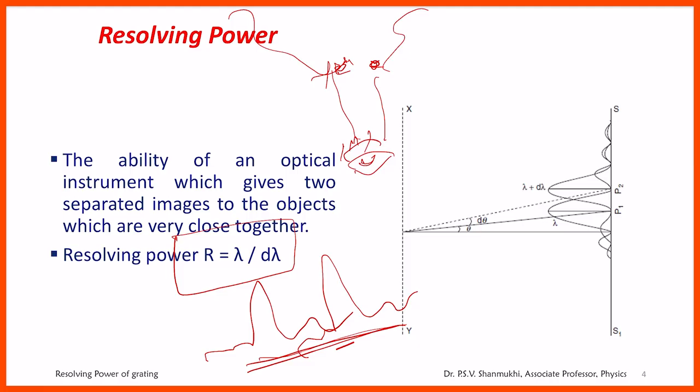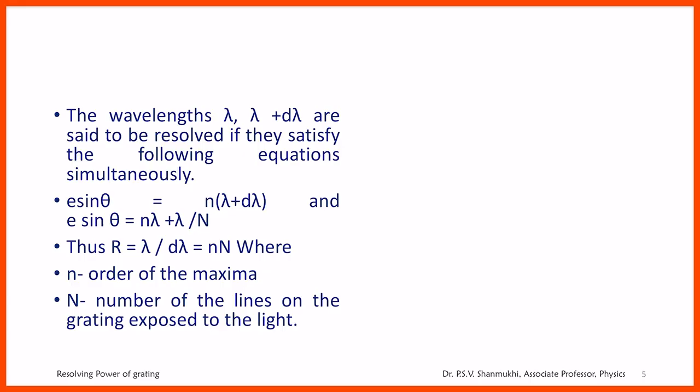What are lambda and d lambda? Two wavelengths, lambda and lambda plus d lambda, are said to be just resolved if they satisfy the two equations simultaneously. The two wavelengths are lambda and lambda plus d lambda.